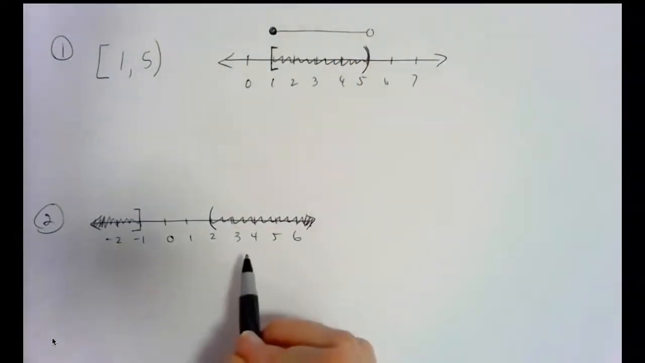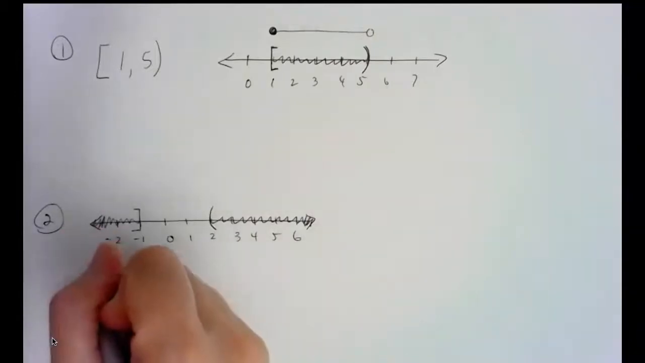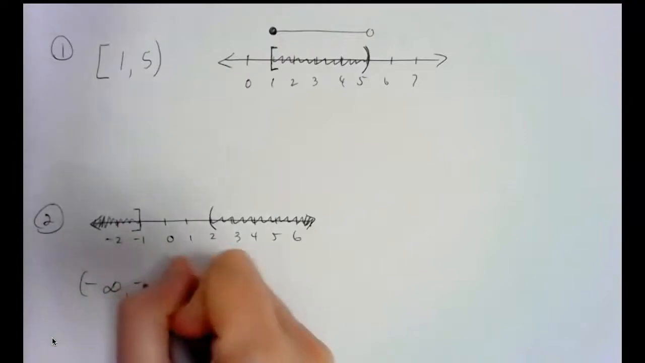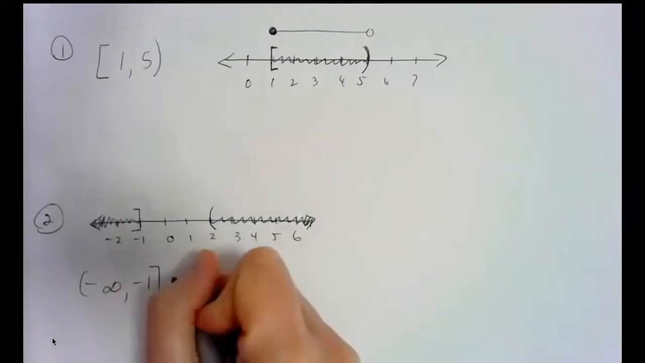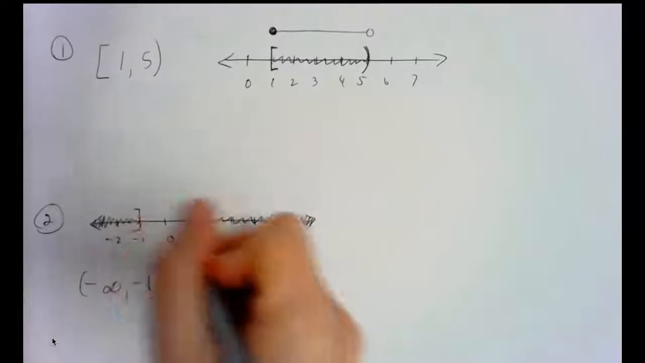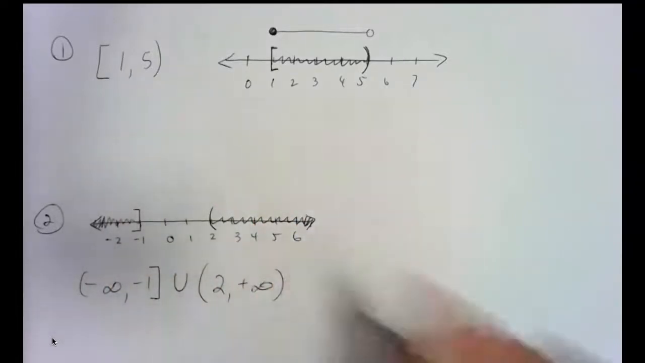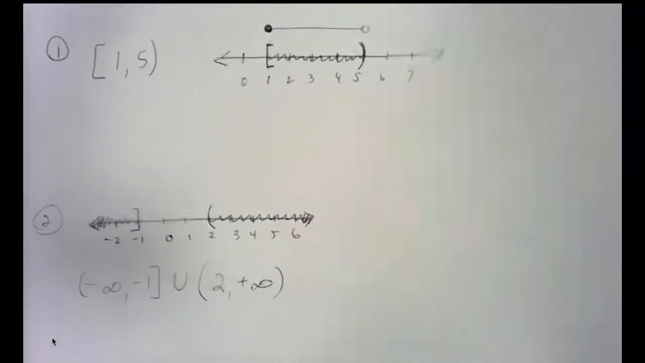Number two is a union of two sets where we start at negative infinity, go to -1 inclusive, union, jump over this span, and then start again at 2 and go to positive infinity. That is 1 and 2.